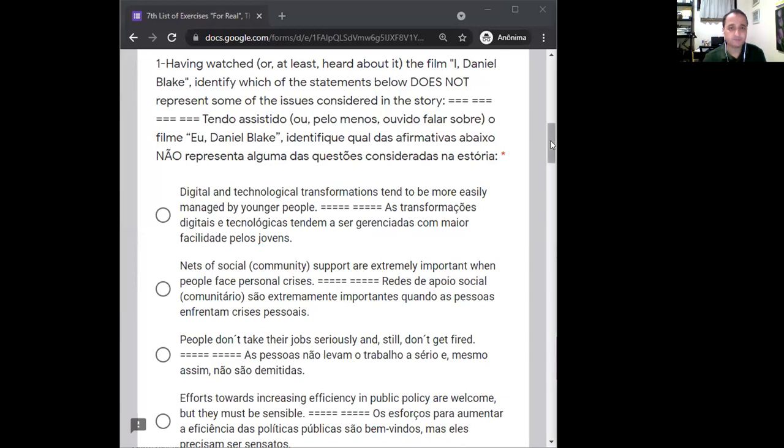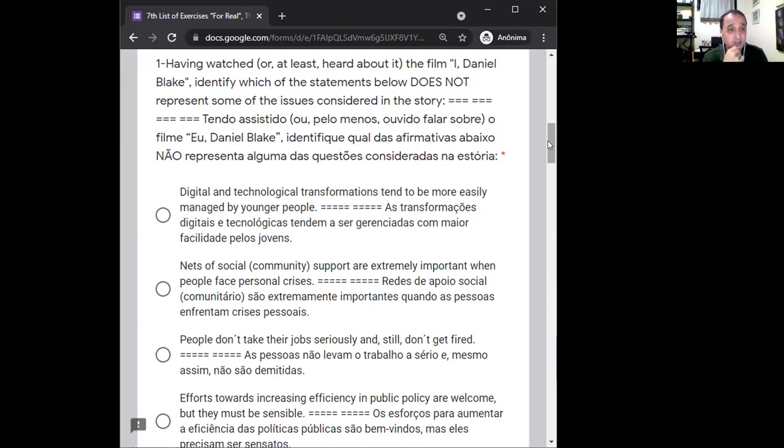So the first one is saying, having watched or at least heard about the film I, Daniel Blake, identify which of the statements below does not represent some of the issues considered in the story.